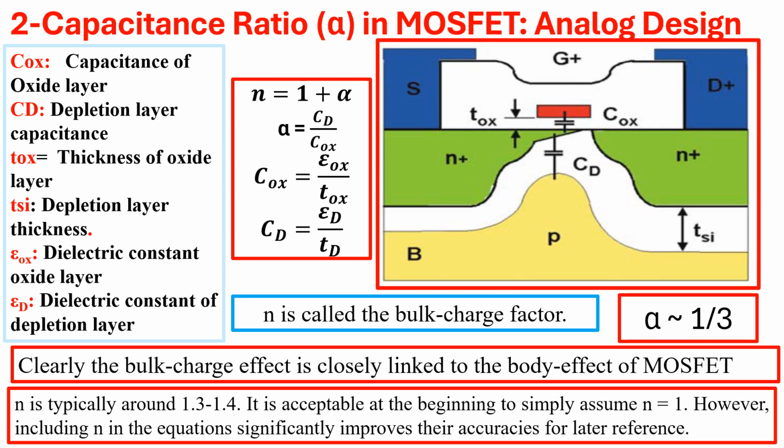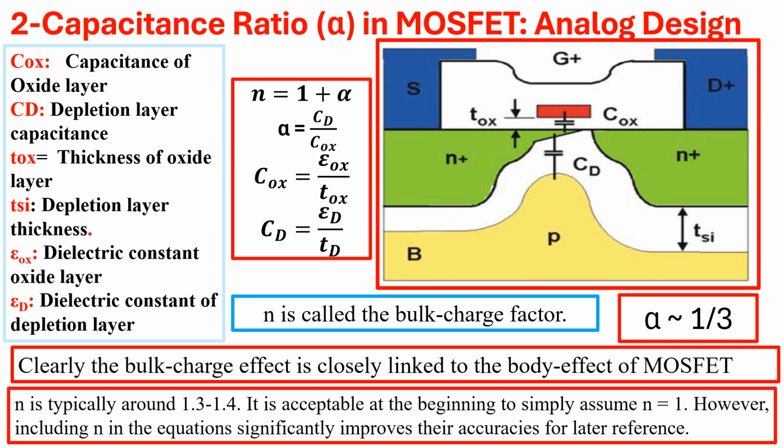Epsilon oxide is the dielectric constant of the oxide layer, and this parameter represents the ability of the oxide material to store electrical charge in the form of energy in an electric field. A higher dielectric constant can lead to increased capacitance, which is beneficial for device performance.